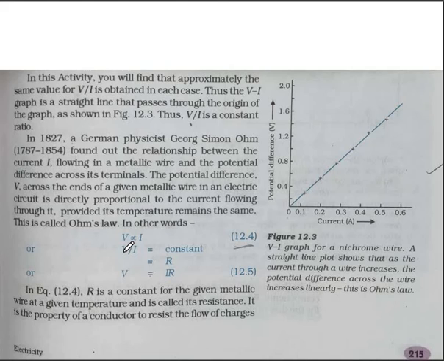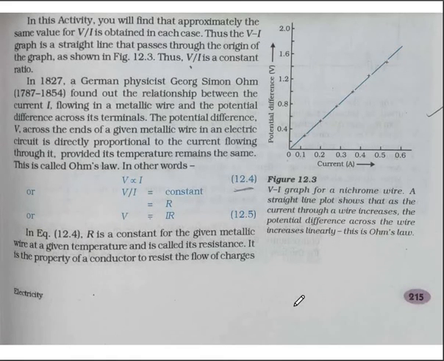According to the graph, if we plot current on the x-axis and potential difference on the y-axis, then you will observe that more and more voltage, more and more current will flow. So when you make the graph, it will be a straight line. So that is your VI graph, voltage-current graph, for a nichrome wire. The straight line plot shows that as the current through a wire increases, potential difference across the wire also increases. That means if voltage is increasing, more current will flow. If voltage is decreasing, less current will flow.